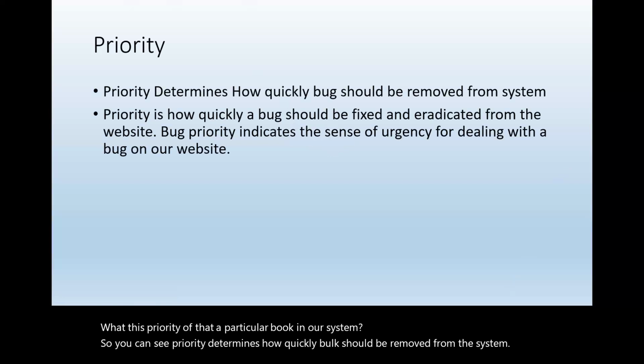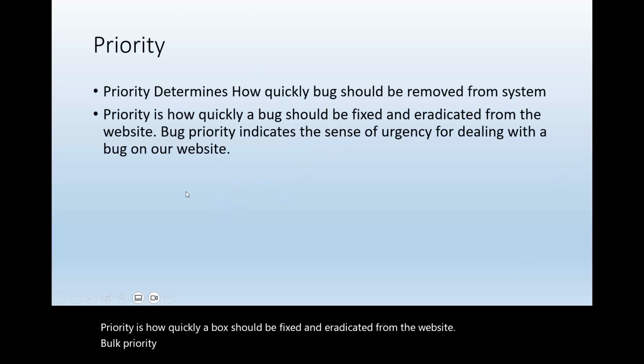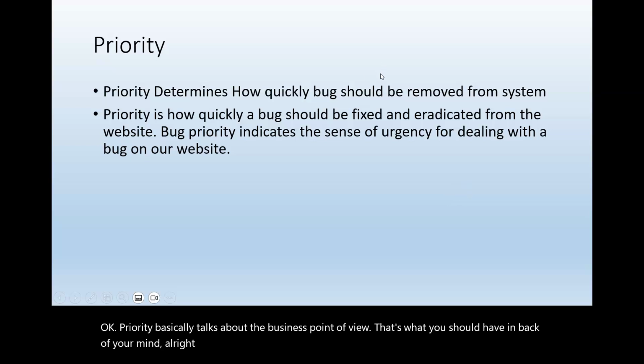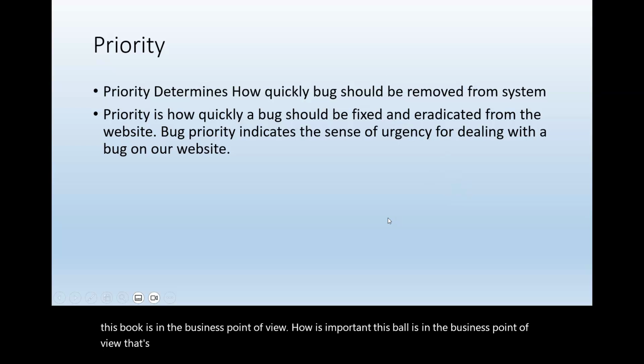Priority is how quickly a bug should be fixed and eradicated from the website. Bug priority indicates the sense of urgency for dealing with a bug on our website. Priority basically talks about the business point of view. That's what you should have in the back of your mind. How important this bug is from the business point of view. That's what priority is.